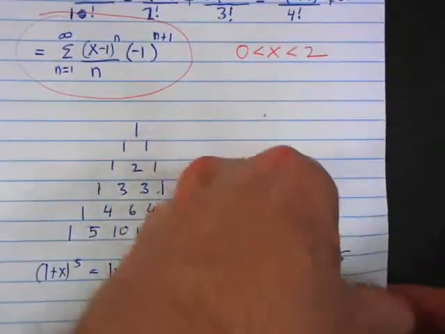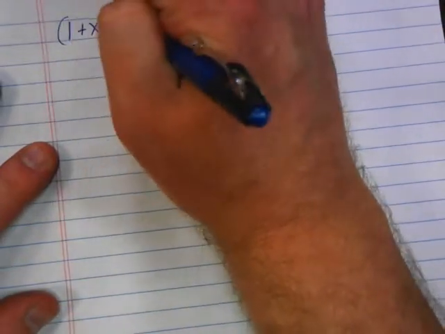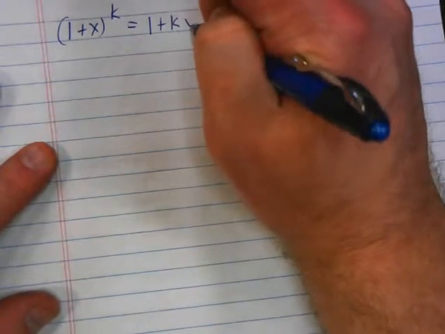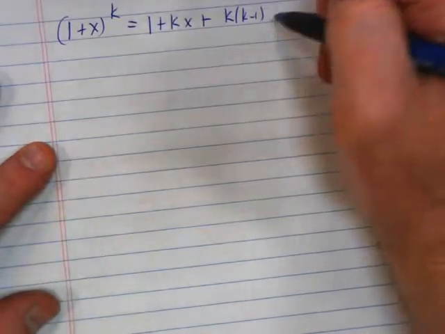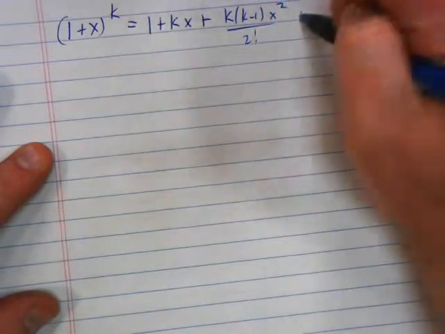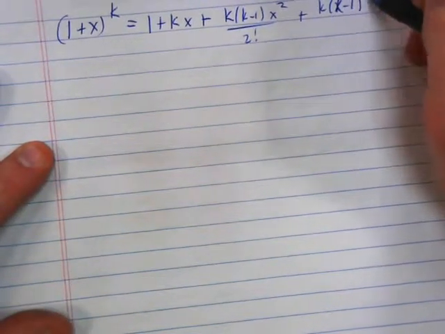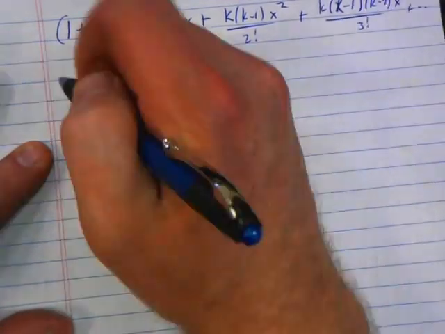So let's answer both of his questions. His first question was, we have a power series for 1 plus x to the k. I'll just write down the first couple terms. It's 1 plus kx plus k times k minus 1 x squared over 2 factorial plus k times k minus 1 times k minus 2 x cubed over 3 factorial plus so on and so forth.